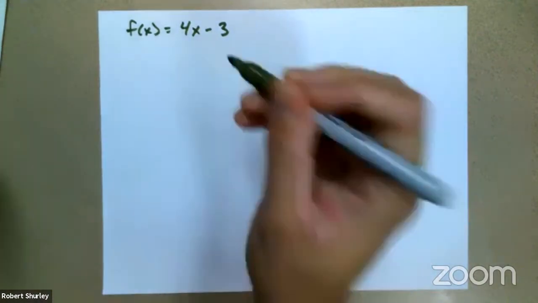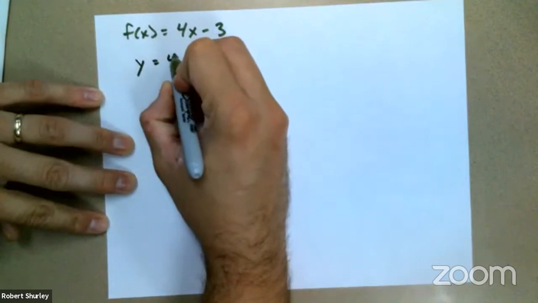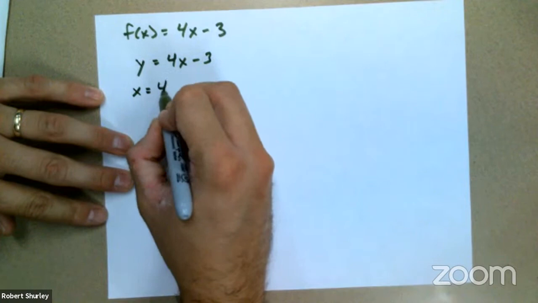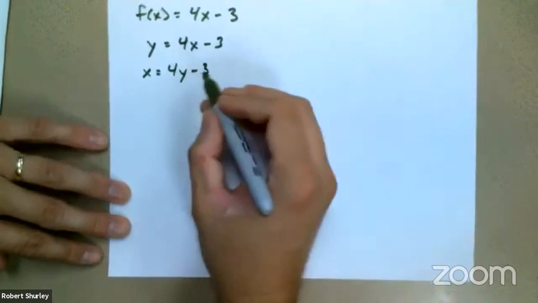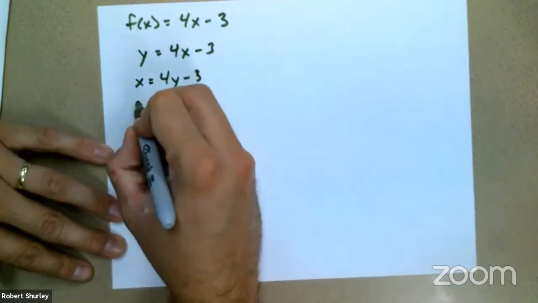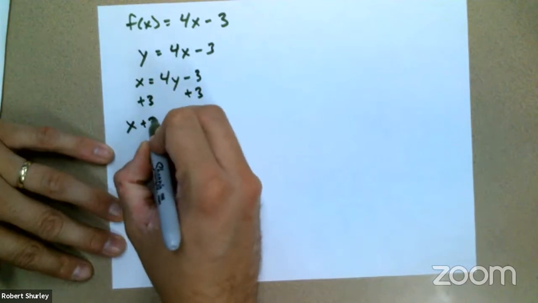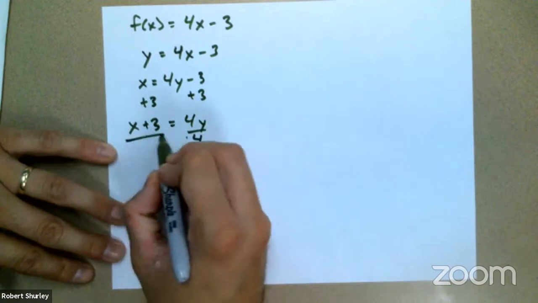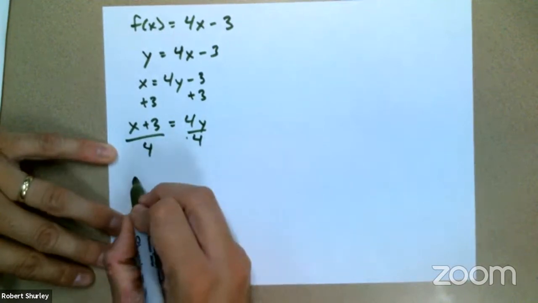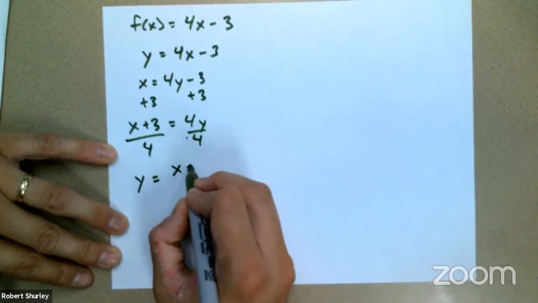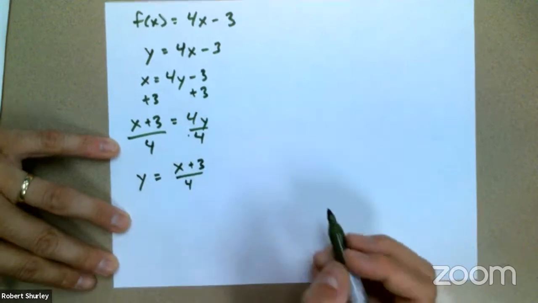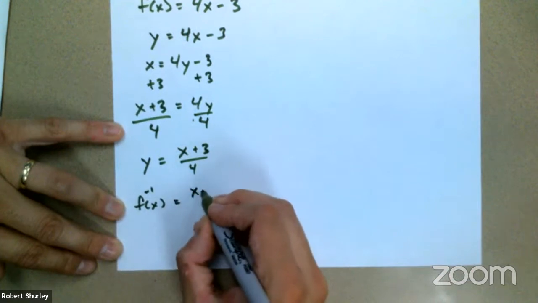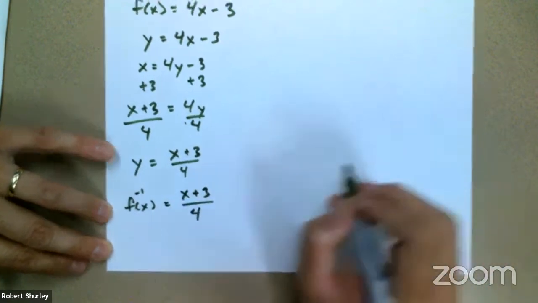Okay, let's see. So first I'm going to make that y. Then I'm going to switch x and y here. So x equals 4y minus 3. Then I'm going to solve for y. So add 3, and I get x plus 3 equals 4y. Then I'm going to divide everything by 4, right? So you wind up with y equals (x plus 3) over 4. So f of x, and actually it's the inverse, right, equals (x plus 3) over 4.